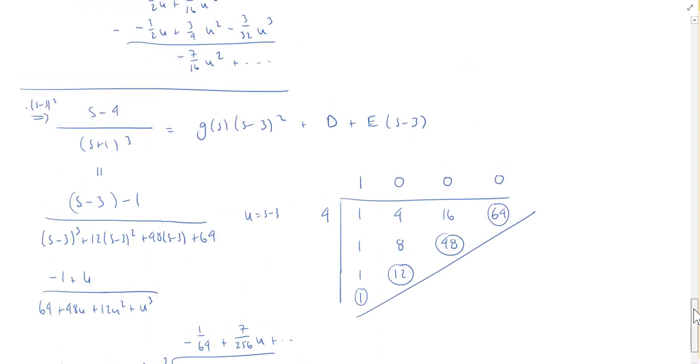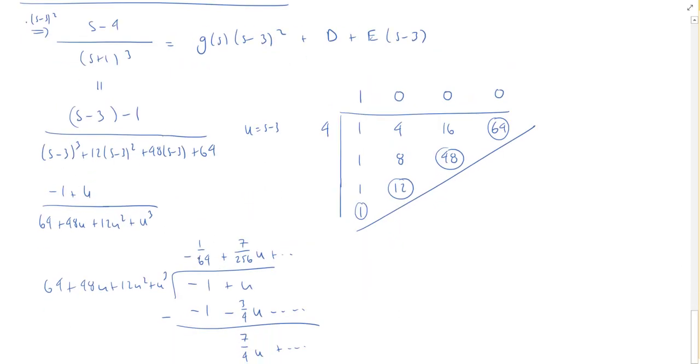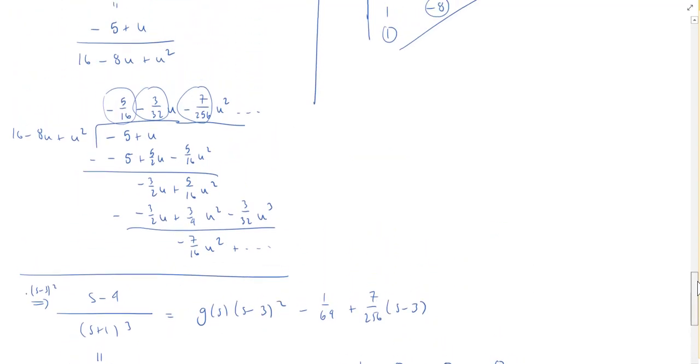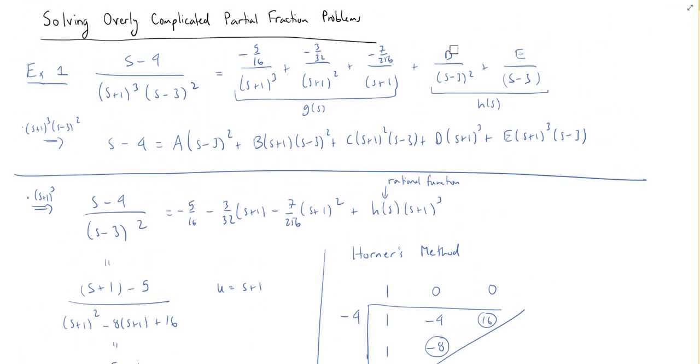I only cared about the first two terms of the series expansion in terms of S minus 3. So I just need the negative 1/64 and the 7 over 256 for my D and E. So here we get minus 1 over 64 plus 7 over 256 times S minus 3. Okay, and we can put that back into our original partial fraction decomposition. So D now becomes minus 1/64, and E is 7 over 256.